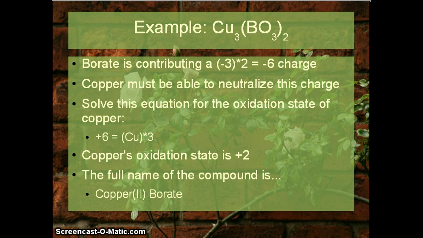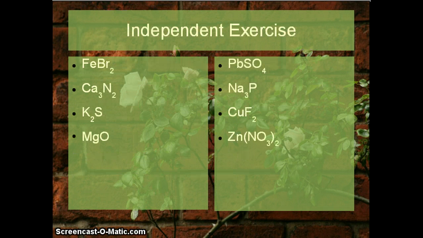To solve for the oxidation state of copper, we set the total positive charge equal to the oxidation state of copper times the number of copper atoms. When we solve this equation, we find that copper has an oxidation state of +2. Therefore, the name of this compound is copper(II) borate. Now, take some time to see if you can come up with the names of these compounds.